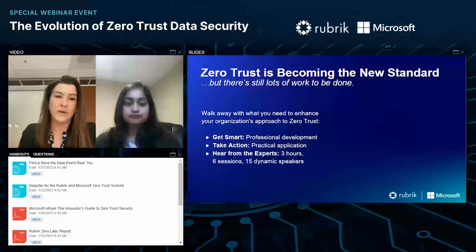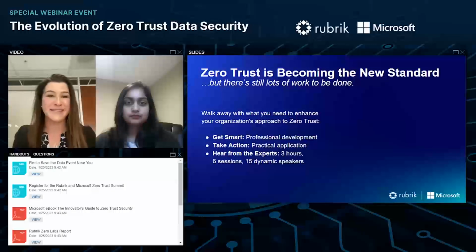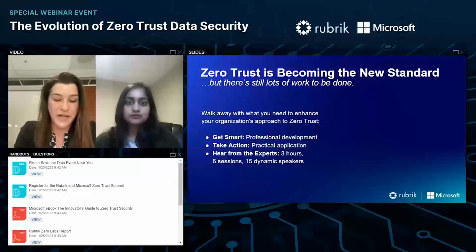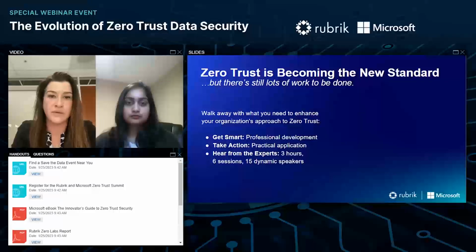And then at the macro level, this is a summit that is co-sponsored by Rubrik and Microsoft, which is a really strong partnership that spans multiple levels, particularly the technical level, which is what I spend most of my time on as the product manager responsible for the joint partner strategy. And it is purpose built for delivering Zero Trust technology.